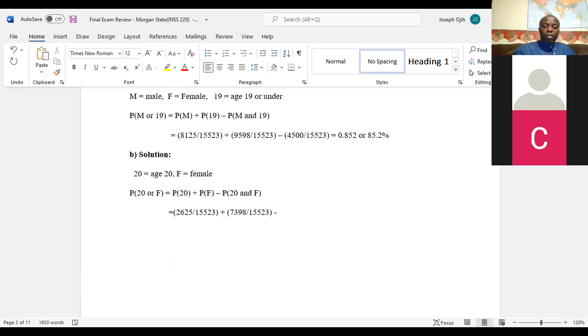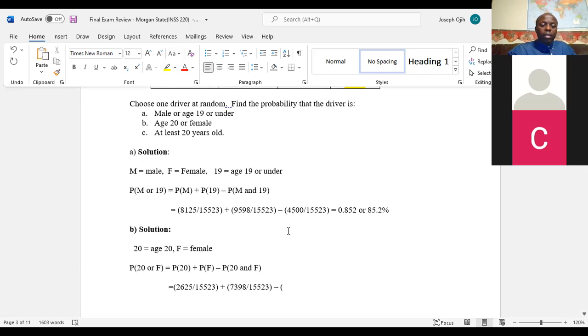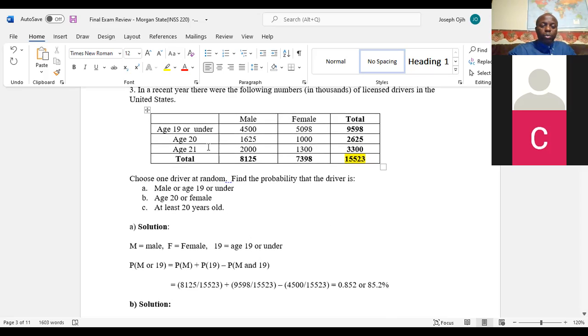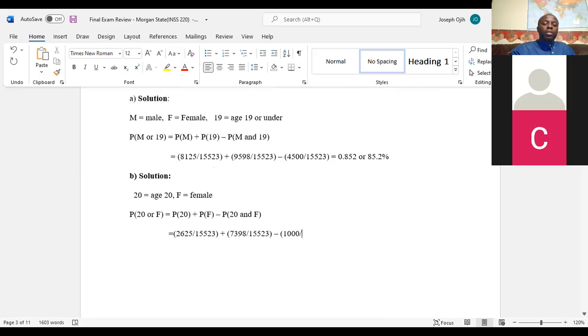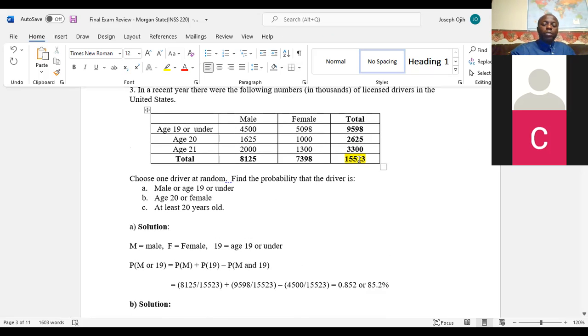Minus, now 20 and female. You got 20 here, go all the way down to female. You can see that they intersect here. This number here, see, this is female and this is 20. So this number represents 20 and female. That's 1,000. So you have 1,000 over the grand total of 15,523.